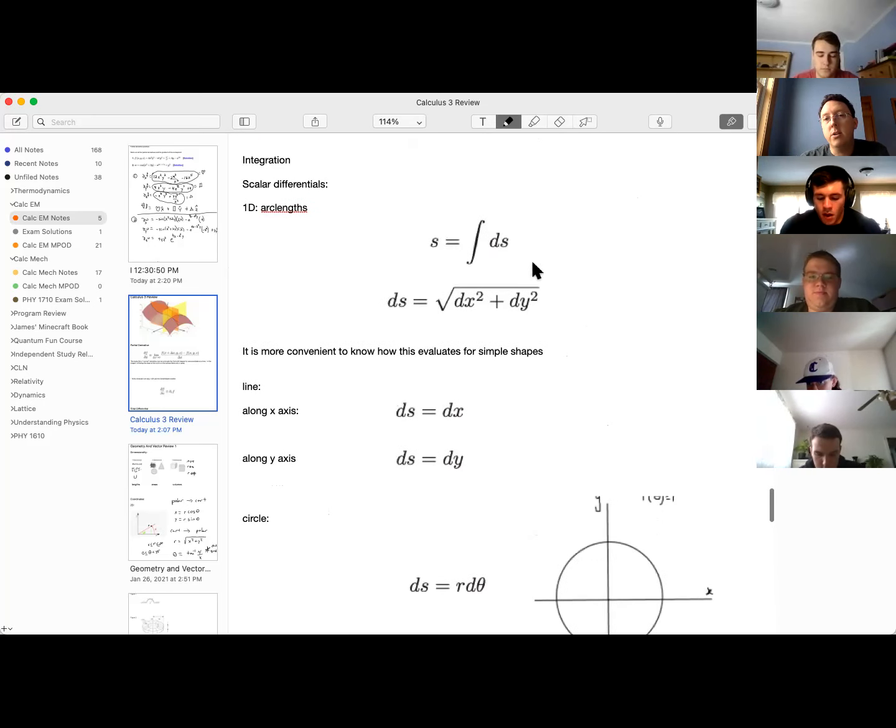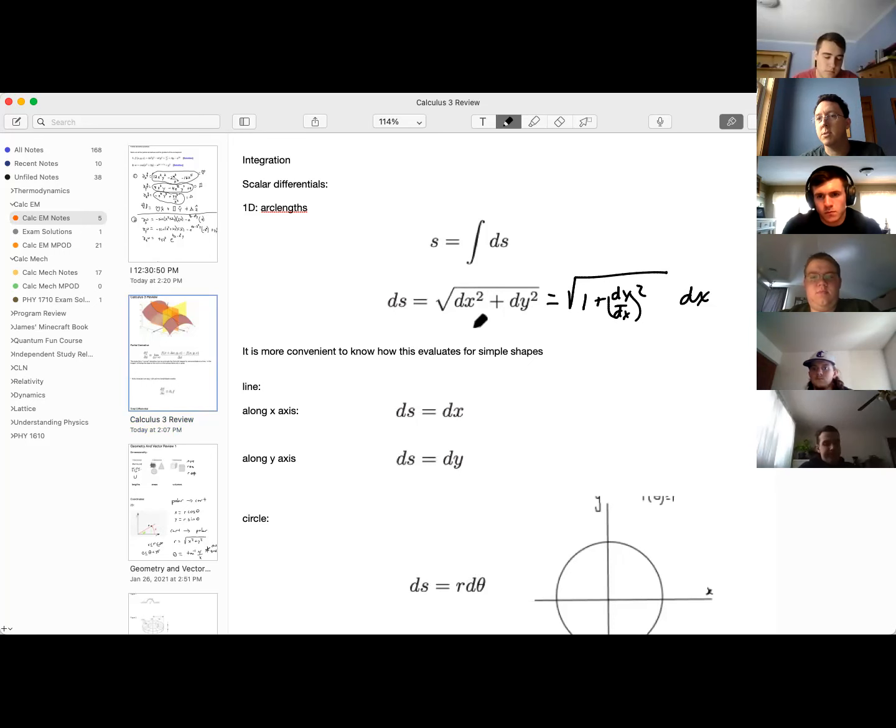Okay, so there's this general formula for the arc length. Have you seen this formula before? Is that how it looked, or did they write it differently? People also sometimes factor out a dx, and they'll write this as square root of 1 plus (dy/dx) squared times dx. All they're doing is factoring out a differential from the square root.